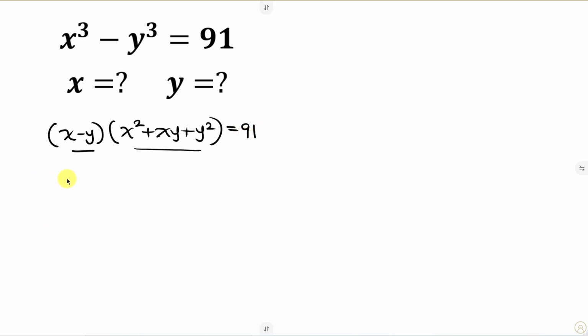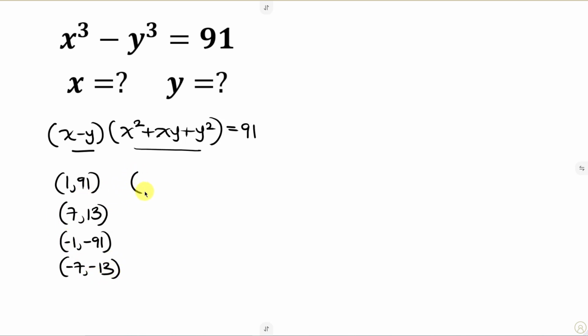I'm going to be writing them here. We have 1 times 91. We also have 7 times 13. So since we have 91, which is positive, that means negative factors are also possible. So we can also have negative 1 times negative 91. We can have negative 7 times negative 13. But this is not all. We can alternate. That means we also have other factors like 91 times 1. Then we have 13 times 7. And we have negative 91 times negative 1. And then we can also have negative 13 times negative 7.